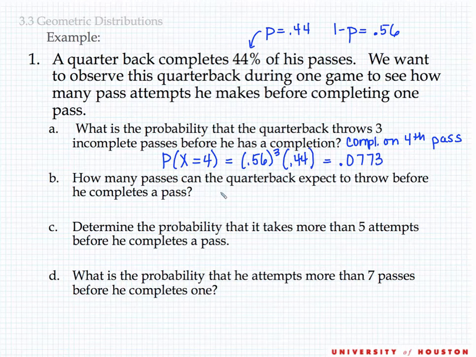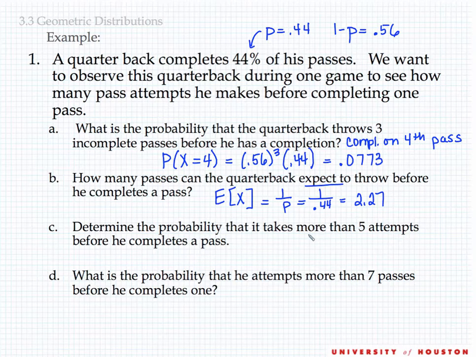How many passes would he expect to throw? So we want the expected value for our geometric variable here, which is 1 over p. 1 over 0.44 is 2.27.